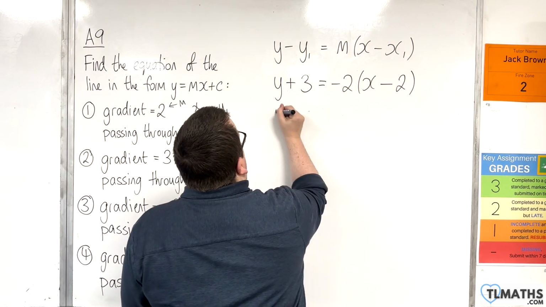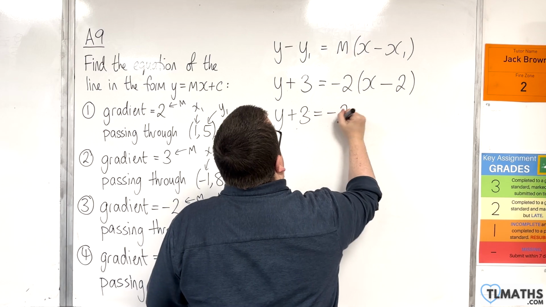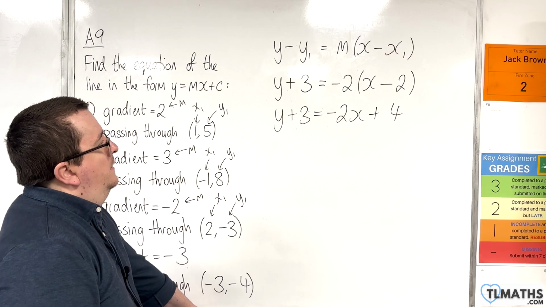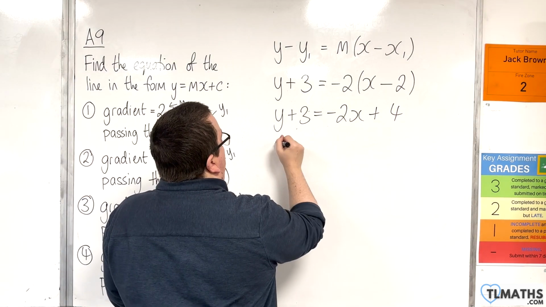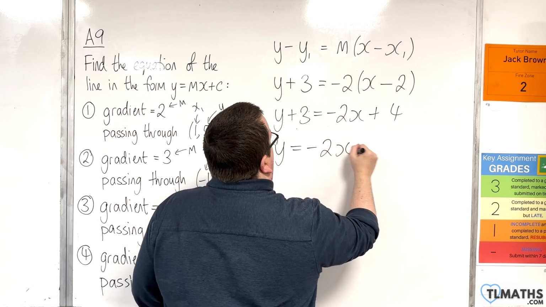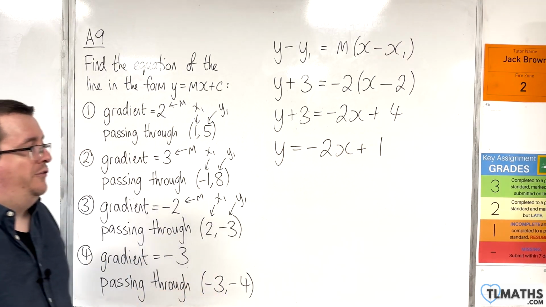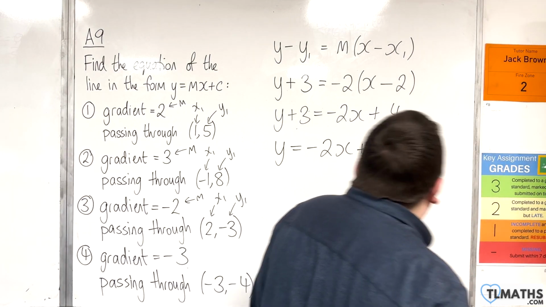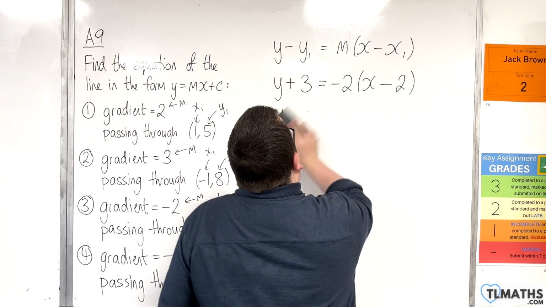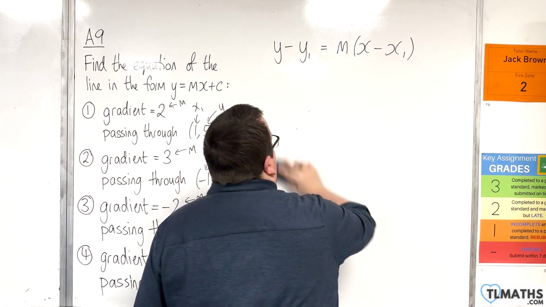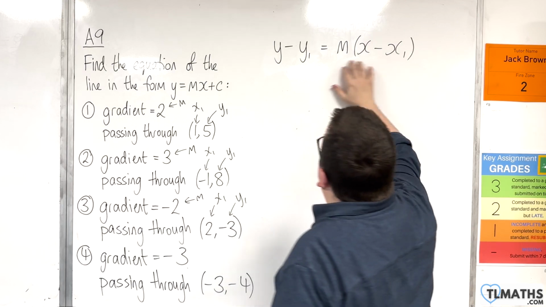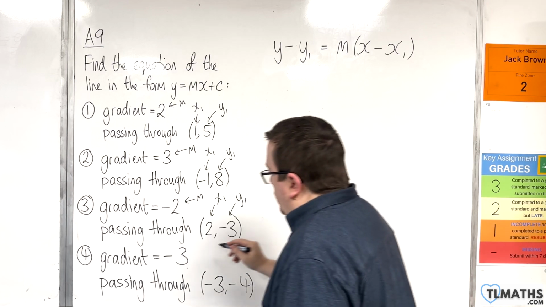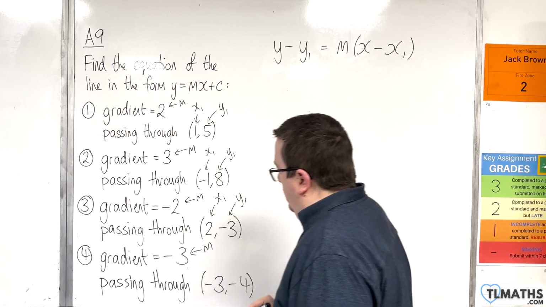Multiply out the bracket. So minus 2x, then minus 2 times minus 2 is plus 4. And then subtract the 3 from both sides. And we get our y equals minus 2x plus 1. Okay? So when you're doing this, you just need to be careful with the minus signs when you're substituting into this format. So last one, we have a gradient of minus 3, so that's the m.